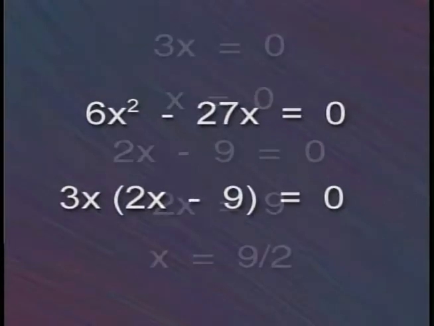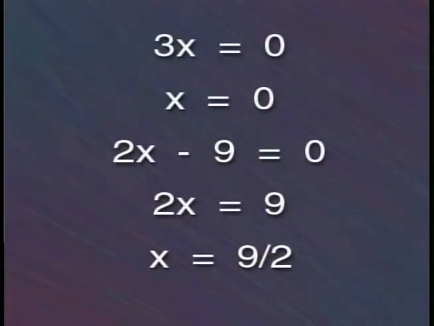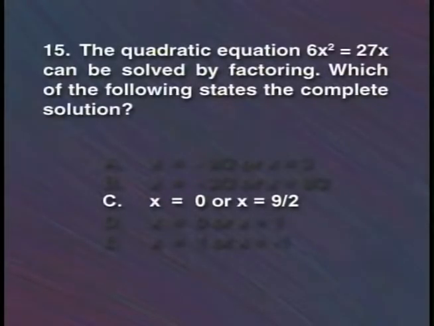Now we can set each factor equal to 0. 3x equals 0, or x equals 0. 2x minus 9 equals 0. Solving for x gives us 2x equals 9, and dividing by 2, we get x equals 9/2. There are two solutions to this expression: x equals 0 and x equals 9/2. The correct answer is C.